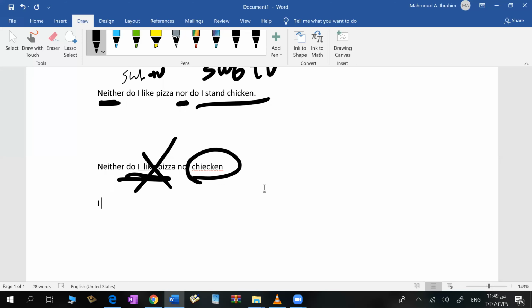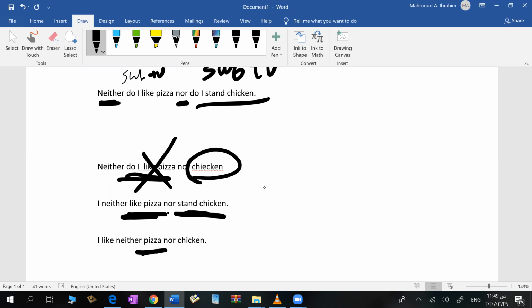But we can say, for example, "I neither like pizza, nor stand chicken." After "neither," we have a verb phrase, and after "nor," we have a verb phrase also. Or, "I like neither pizza nor..." What comes after "neither"? A noun phrase. So what do we need after "nor"? Chicken, a noun phrase. So after "nor," we need a noun phrase.